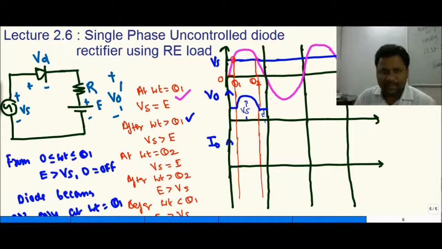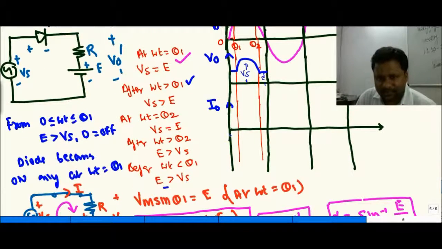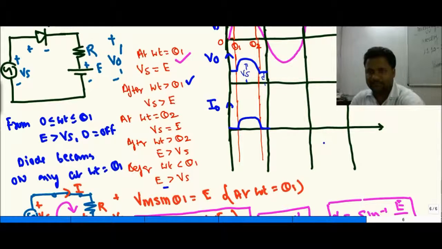When it comes to the waveform of current, from 0 to theta 1, which means E is greater than V, here the diode becomes off, the current is 0, and the current is flowing in this fashion. This is the waveform of the current.